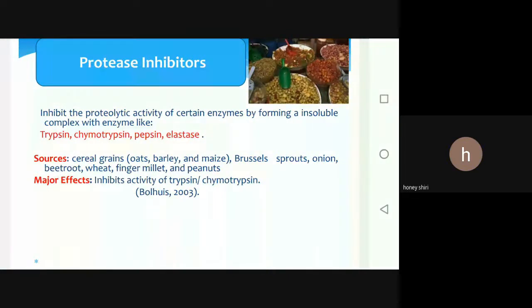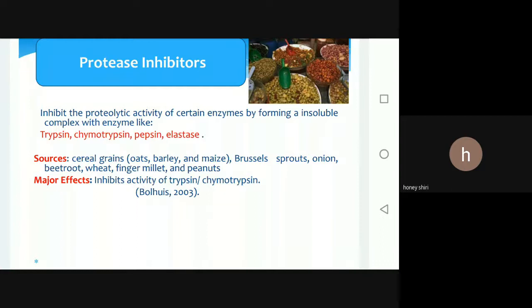Enzymes which digest proteins. So protease inhibitors means the substances which will inhibit the enzymes that hydrolyze proteins. The definition says that it inhibits the proteolytic activity of certain enzymes by forming an insoluble complex with enzymes like trypsin, chymotrypsin, pepsin and elastase.